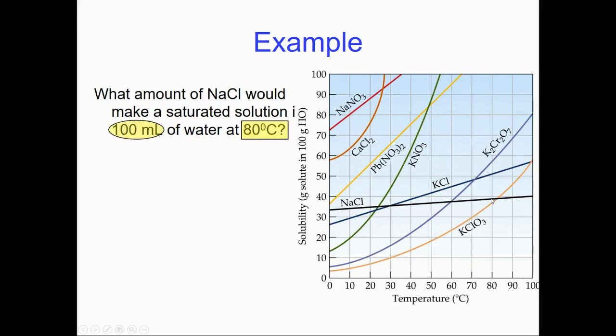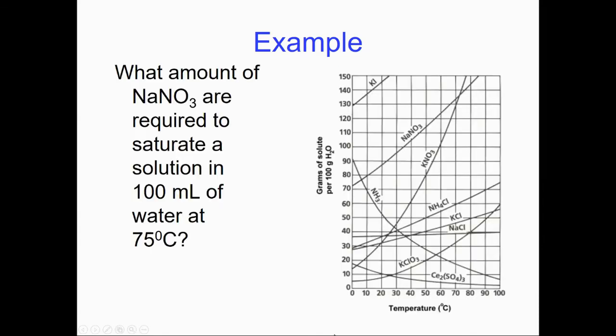Okay, right there. How many grams of sodium chloride do we have? The answer is 39 grams. So this is 40, we have 39 grams. You've made a saturated solution because you're right on the line. Okay, let's try another one.